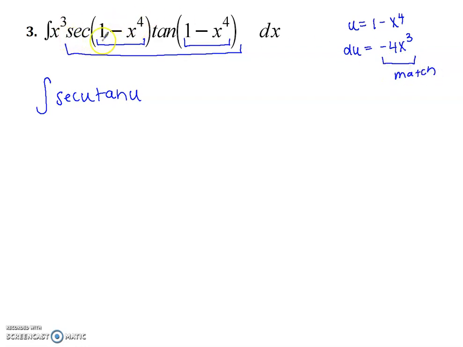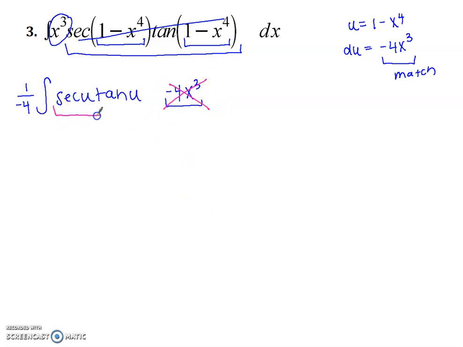Okay, so this part right here, we use this for u, so we're done with this. So I'm looking at what's left over. I'm always just going to write it over here to the right. So I need to make this match this. So it's missing a -4. So I'm going to multiply this part by -4. So on the outside, I need to divide by -4. Okay. Once I've made it match, I can ignore this part.